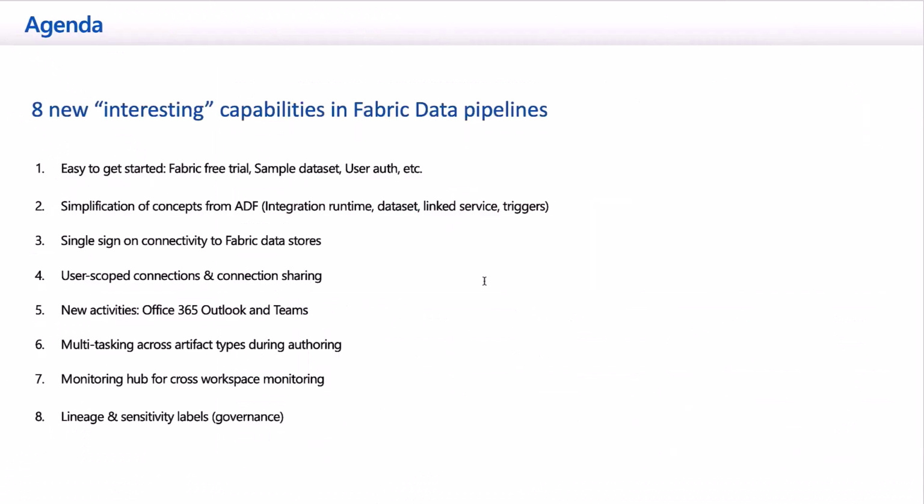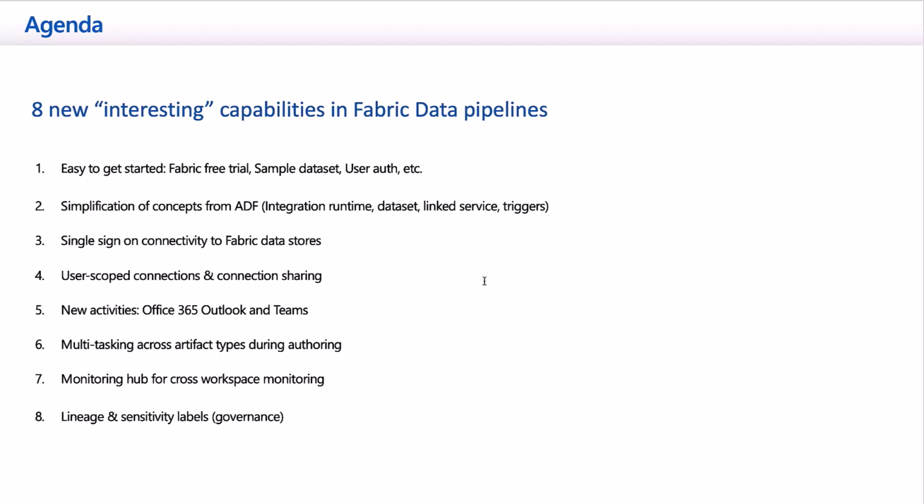With this, let's get to the agenda of this session. In this session, we will focus on 8 new interesting capabilities in Fabric data pipelines. And these 8 are basically nominated by me. Of course, there are plenty of others as well that we can talk about, but I just wanted to restrict it because we just have 20 more minutes to go. So I wanted to restrict it to 8 interesting capabilities in Fabric data pipelines that may interest you.